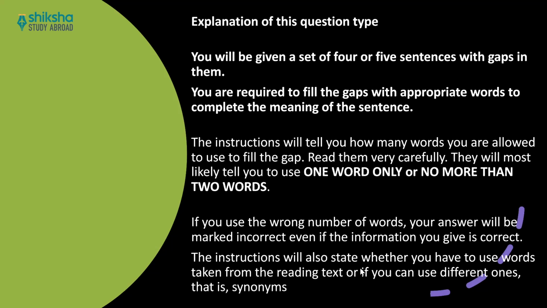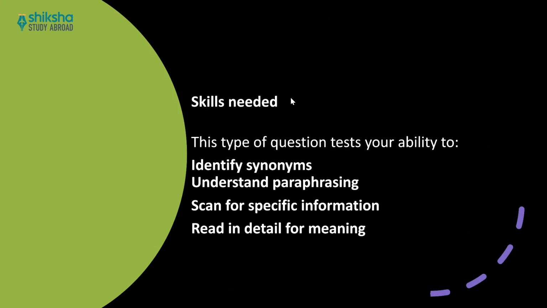The instructions will also state whether you have to use words taken from the reading text or if you can use different ones, that is synonyms. So again, just like diagram labeling questions, in this question as well, there will be a list given to you either, or they will tell you that you can find the answers from the reading text. Okay, so that will be mentioned in the instructions. So before attempting any kind of question in listening and reading paper, both, you have to read the instructions first.